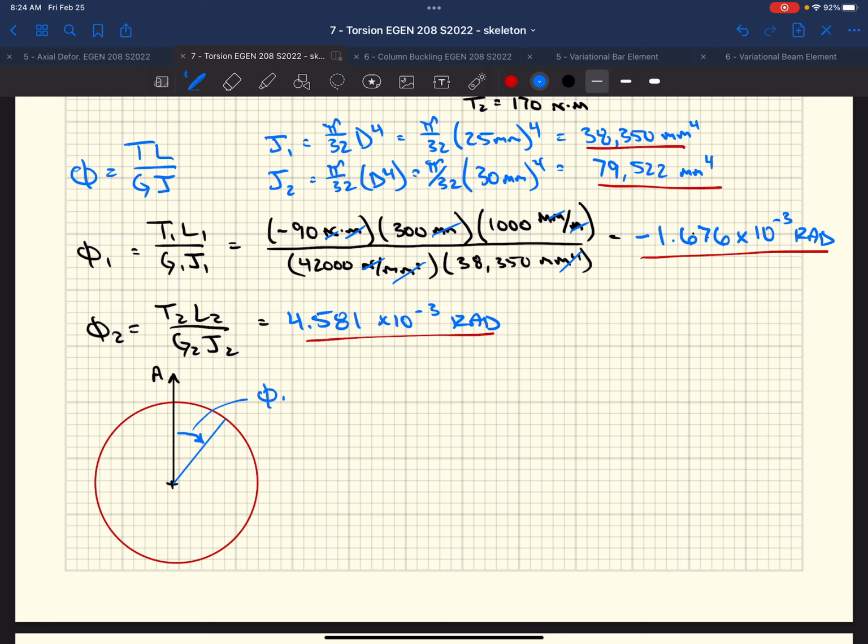This is going to be phi 1. And we're going to be sitting now at B, right? And then when we go from B to C, we're going to have the rotation in the second shaft, which is opposite, right? So we're going to actually be moving the other direction. And because the rotation of 1 is 1.6, and then the rotation of 2 is 4.5, we're actually going to overcome the rotation that we just did, go to the other side of A and do something like this.